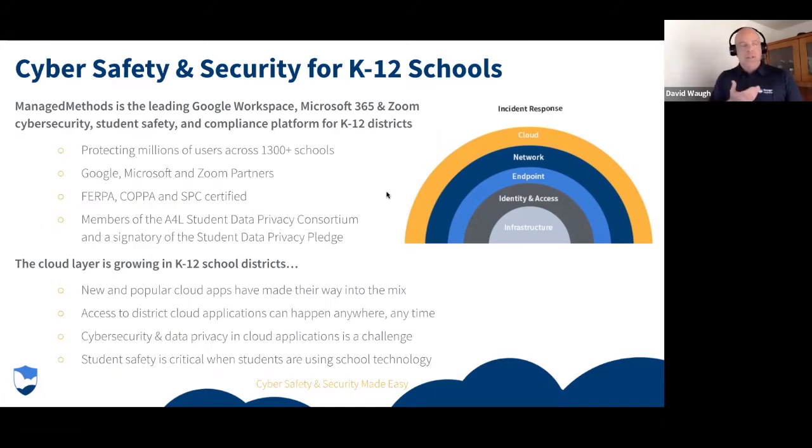And then student safety is always critical, and it's become even more of a front and center conversation in the past year due to the pandemic and the fact that there's so many remote and distributed students and staff members within a school environment now.